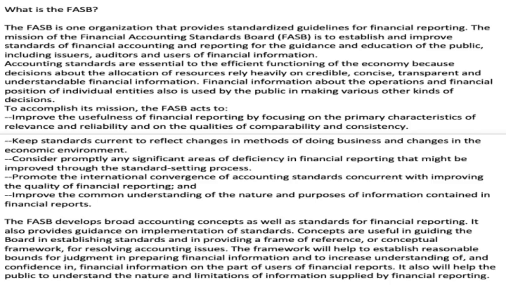To accomplish its mission, the FASB acts to improve the usefulness of financial reporting by focusing on the primary characteristics of relevance and reliability, and on the qualities of comparability and consistency. Keep standards current to reflect changes in methods of doing business and changes in the economic environment. Consider promptly any significant areas of deficiency in financial reporting that might be improved through the standard-setting process.